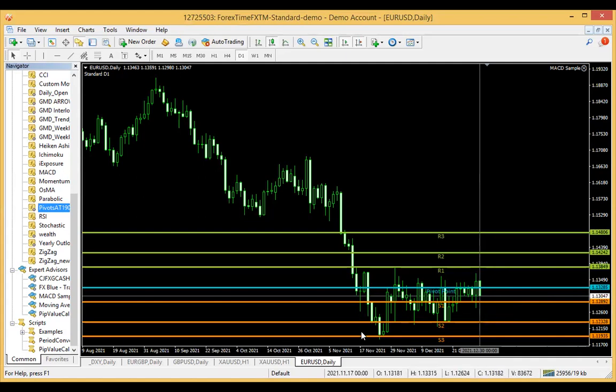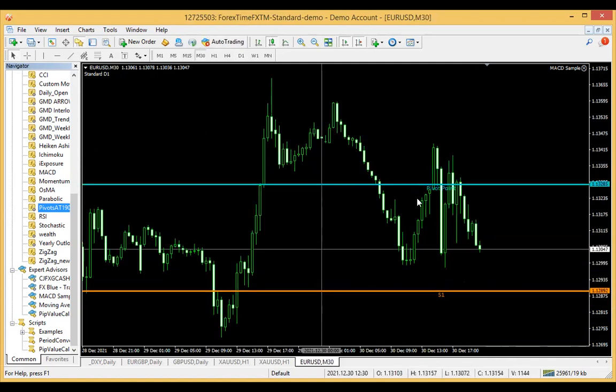Now, no matter what the market does, if the market is selling, it will never cross this level. Even if it managed to cross this level, resistance one will resist it and push it down. So currently, my price is at the selling level. If you look clearly, you see that this PP point means a very strong level.